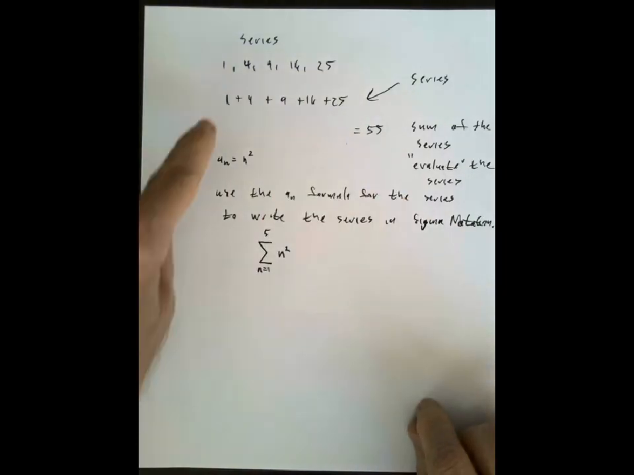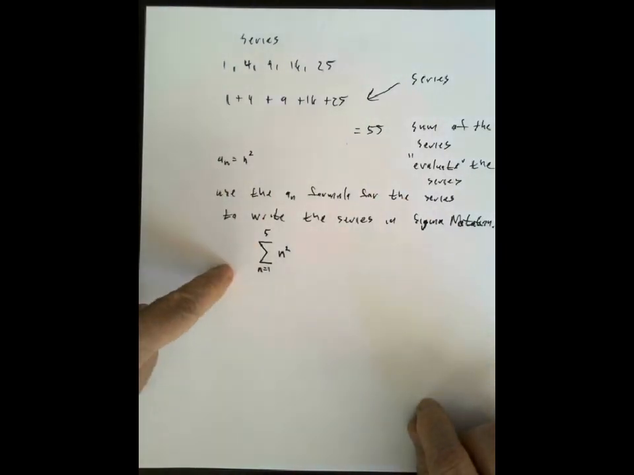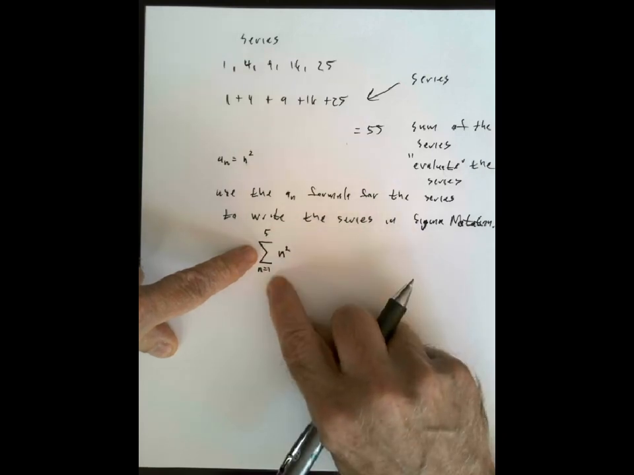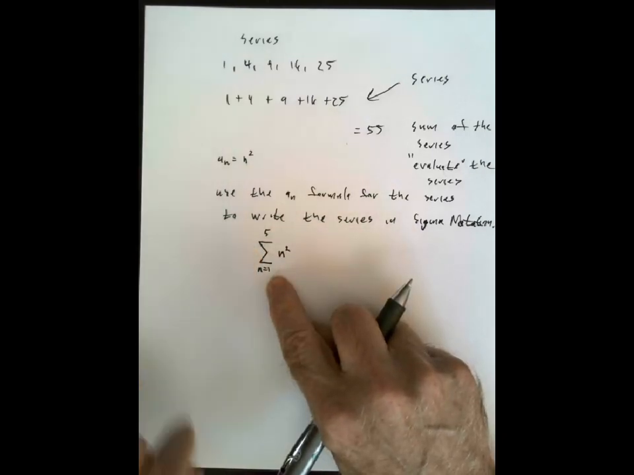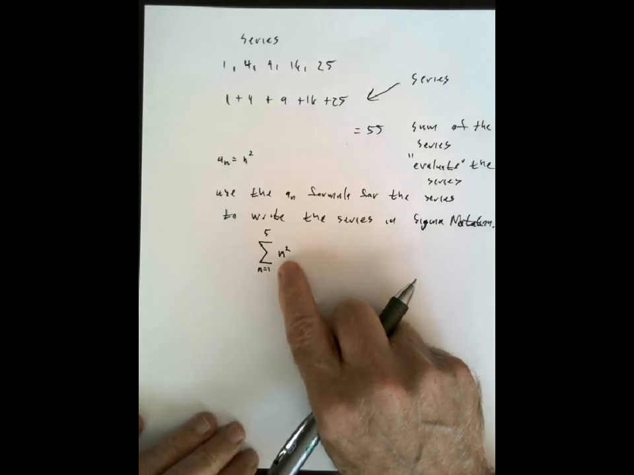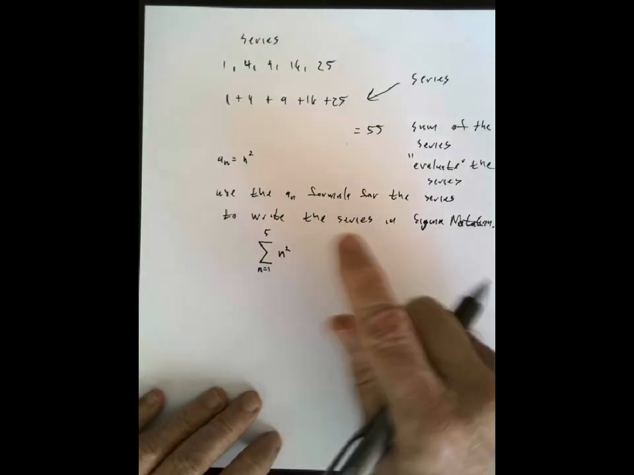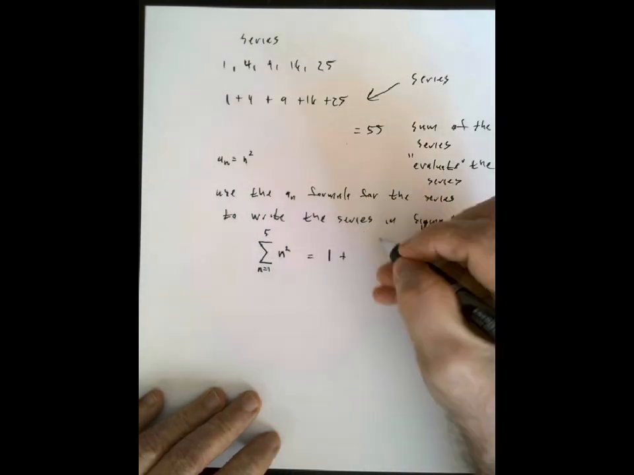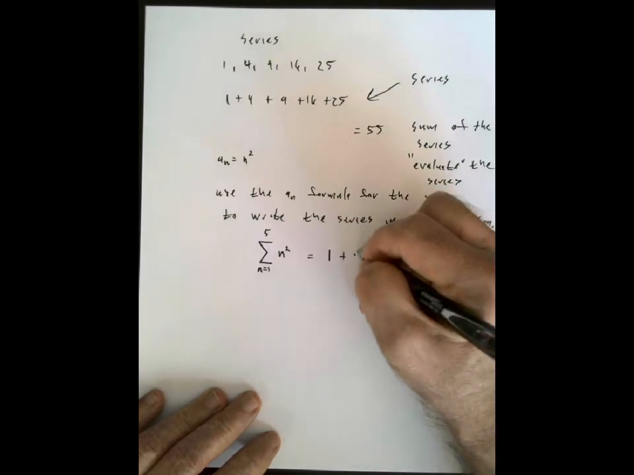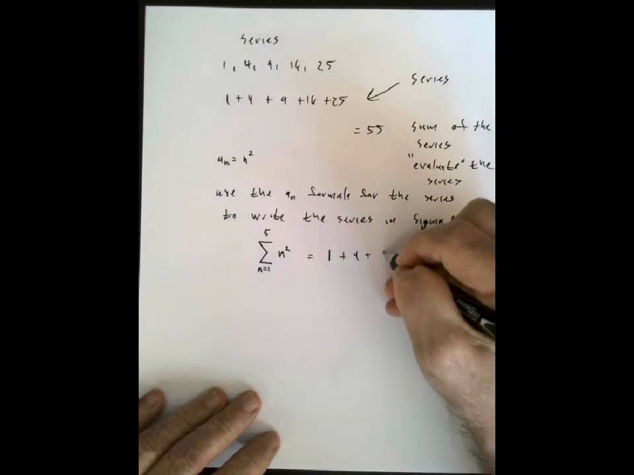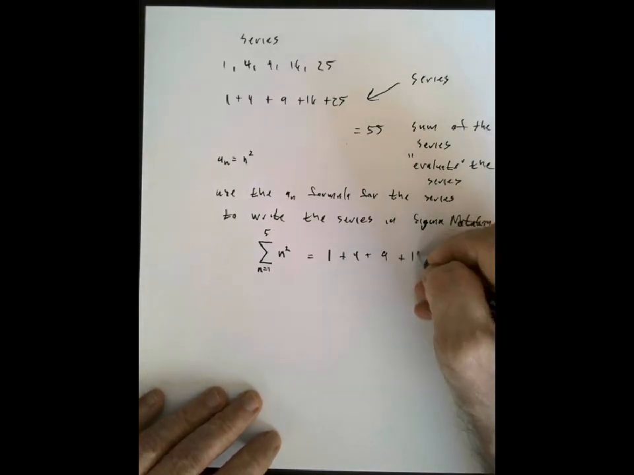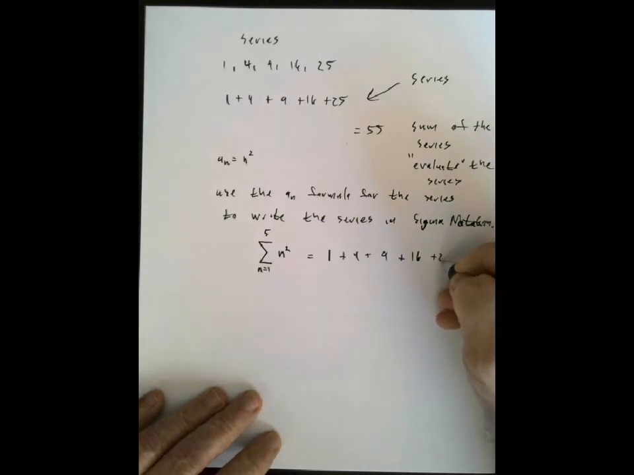And that is this series here written in sigma notation, where that says add together from n equals 1 up to 5, meaning the first 5 terms of the series whose individual terms are generated by n squared. So working backwards, the first term would be 1, because 1 squared is 1. The second term would be 4, because 2 squared is 4. The third term would be 9, because 3 squared is 9. Fourth term would be 16. Fifth term would be 25.